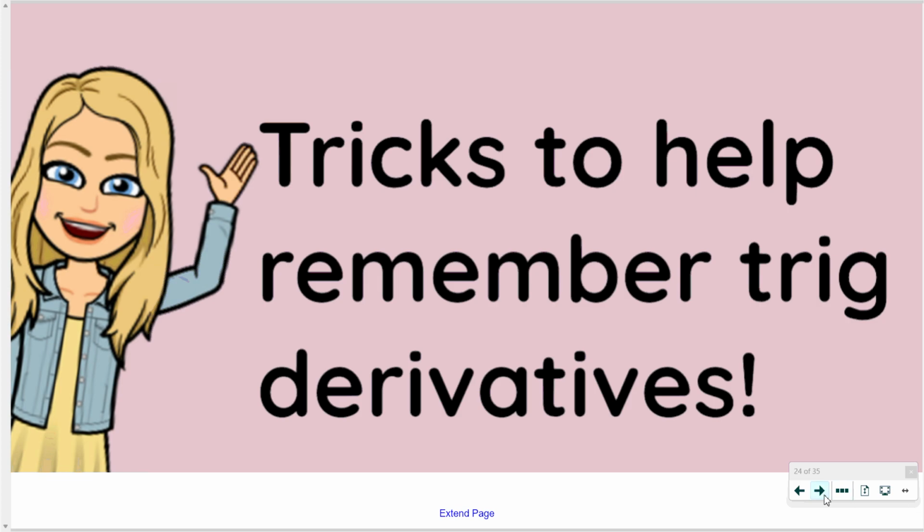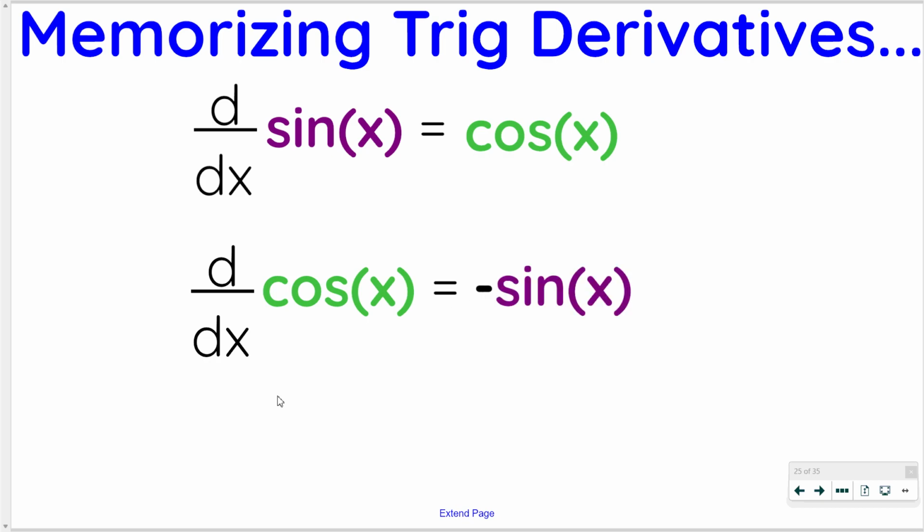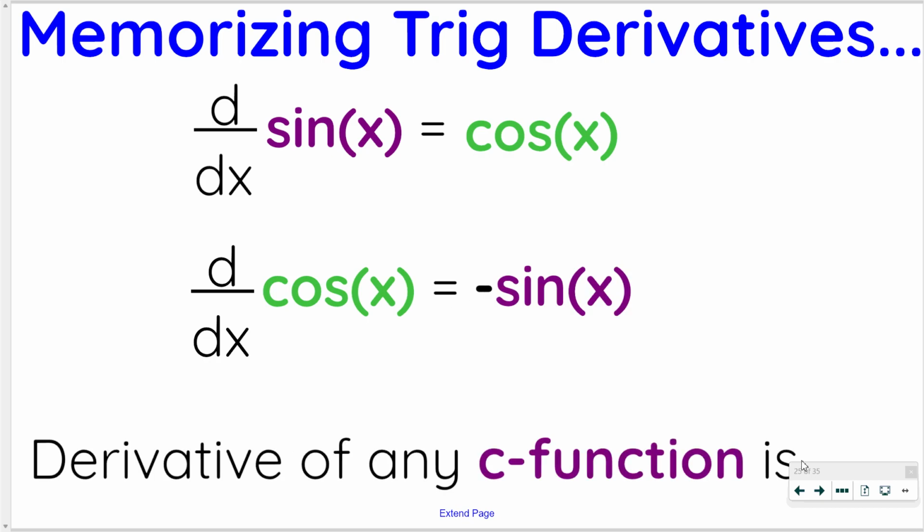I'm going to show you some tricks to help you remember all those trig derivatives. So let's get started. The first ones, we just have to memorize, and it's not too bad. The derivative of sine is cos, the derivative of cos is sine, but of course it's negative because the derivative of any c function at all is always going to be negative. So those are your tips to start. Derivative of sine is cos, derivative of cosine, but since it's a c function, it's negative. Now it's those other four that are a little trickier.